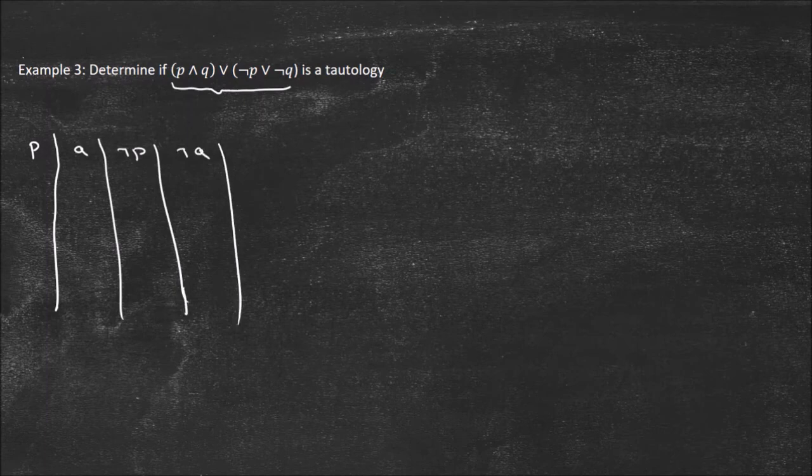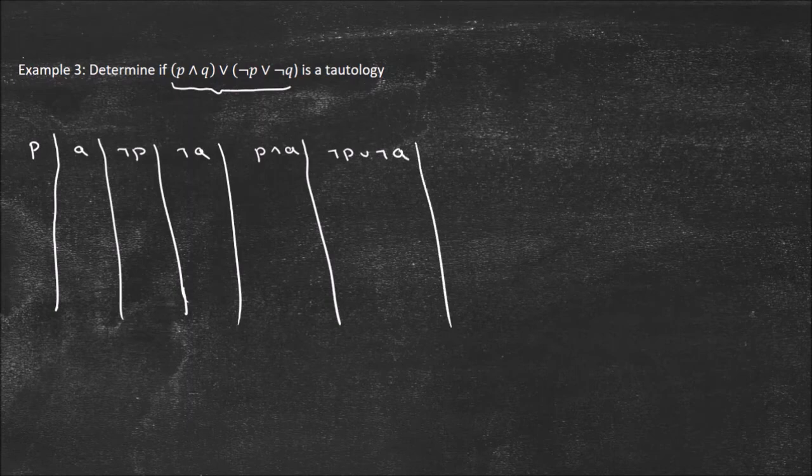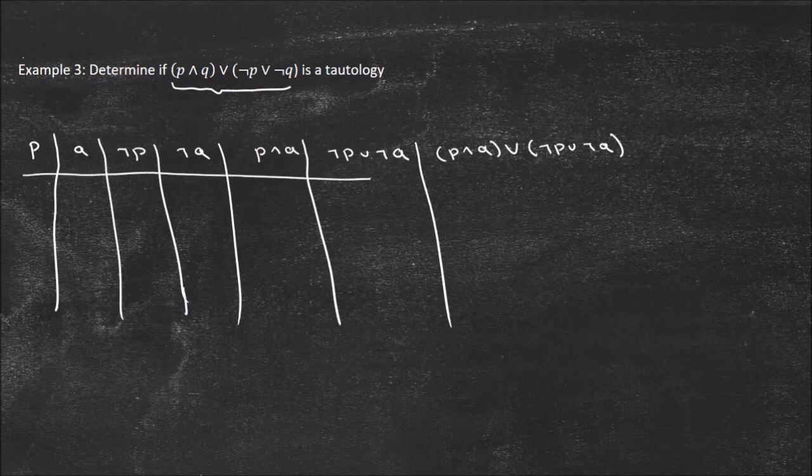Then now what do we have? We have P and Q. We have not P or not Q. Then lastly, we have what we're actually trying to prove. We have P and Q, or not P or not Q. And we're trying to prove it's a tautology, so we want to see if that last column is true no matter what.